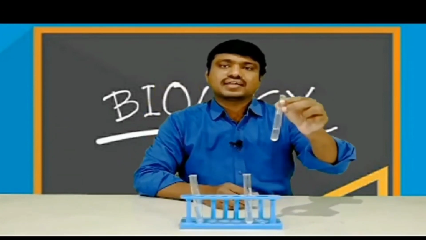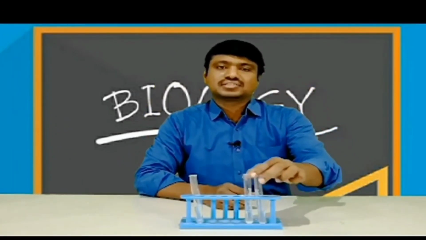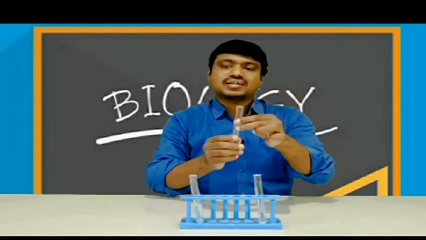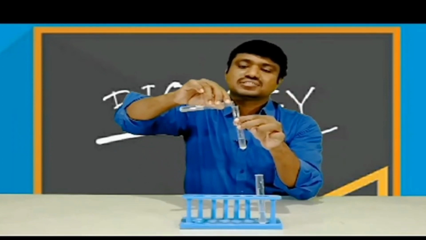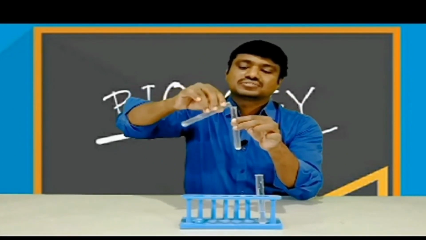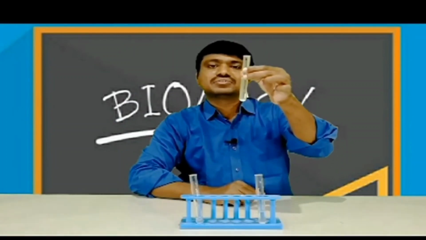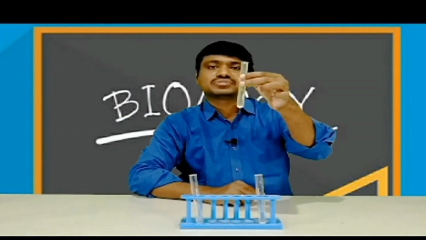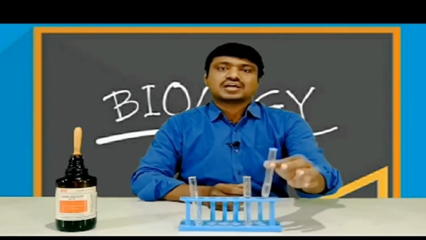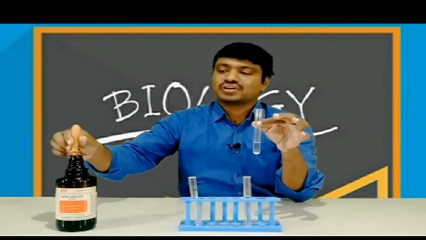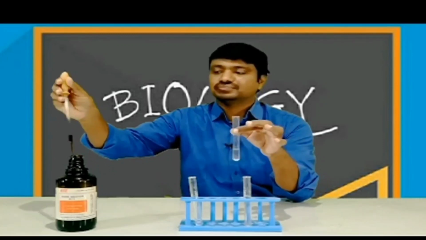Do not add anything to this first test tube. Take the second test tube, add some saliva to this starch solution. So, I just added my saliva to this test tube. Wait for some time. After some time, I am adding again a few drops of iodine solution to this first test tube.